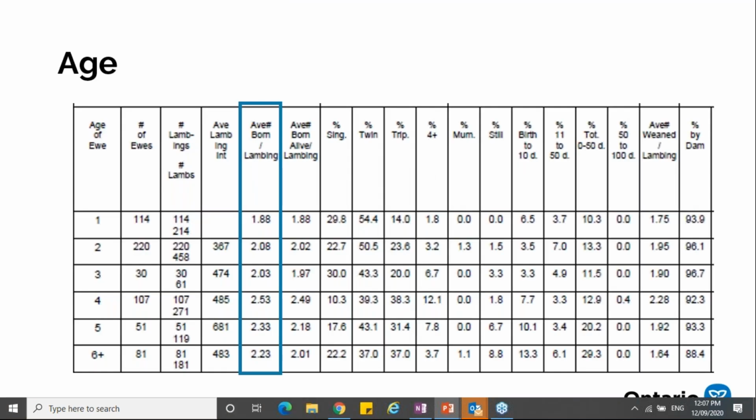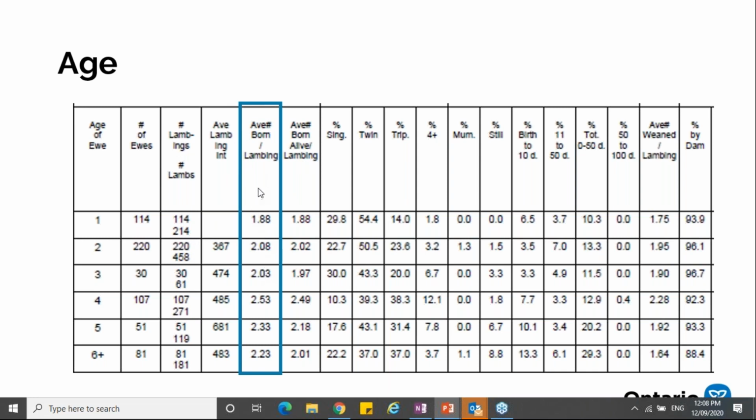So, what about age? When is a ewe too old? What I've got up on the screen here is an example of 1 year's production from a flock. The flock has about 600 prolific ewes, and it's divided by age. So you've got the age of ewe on the left here: the 1 year olds, 2 year olds, 3 year olds, 4 year olds, 5 year olds, and 6 plus. And then we've got the number of ewes, the number of lambings and lambs, average lambing interval, and here we've got the average number born per lambing.